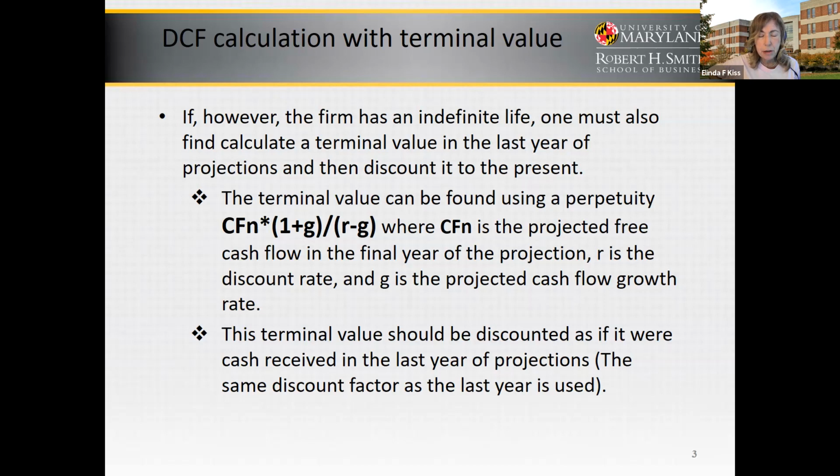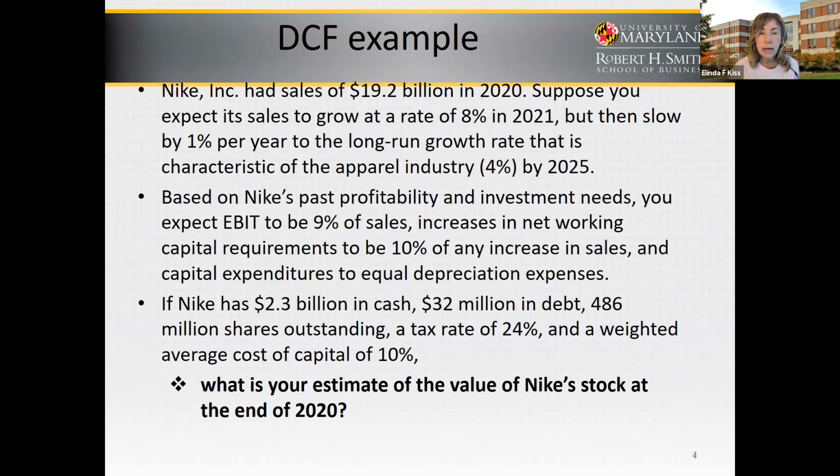That should be a familiar formula for you, how we value a stock that has not constant dividends for a while and eventually constant dividends. Now, this terminal value would be discounted as if it were cash received in the last year of projections. So you can pause the video right now to read the example here.